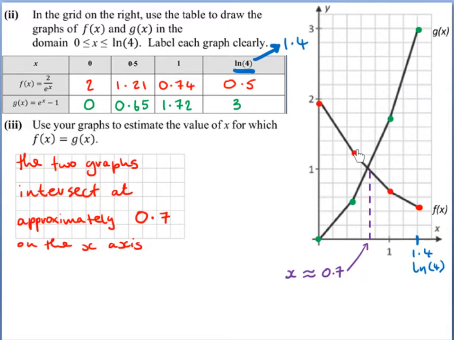And then our red dots are our f of x points. So 0, 2, 0.5, 1.21, 1, 0.74, and 1.4, 0.5. So we see this is the point at which they intersect, and it is approximately 0.7. So the two graphs intersect at approximately 0.7 on the x-axis.